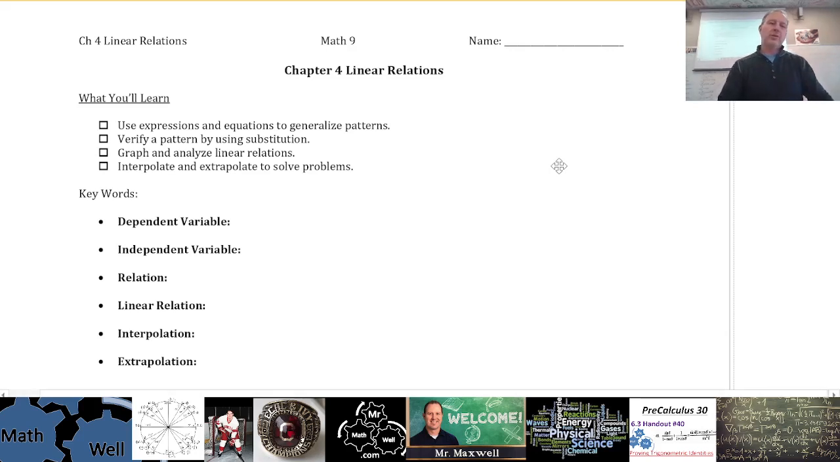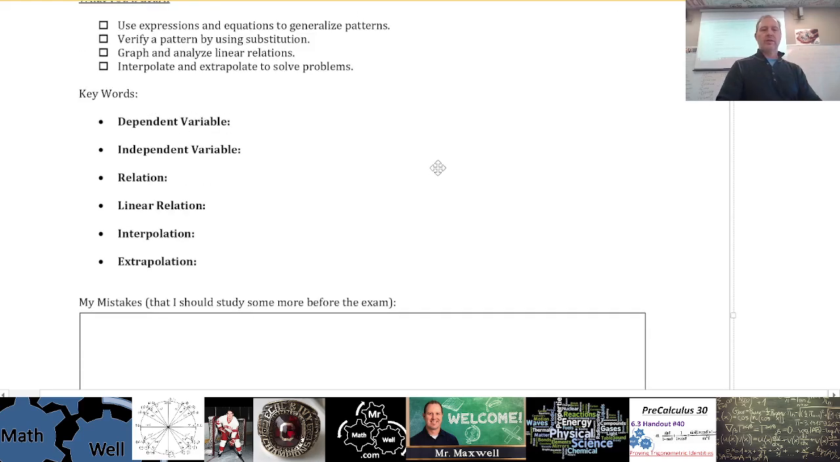All right, so what you will learn. Well, we talked a little bit about what linear means, what relations mean. You will learn to use expressions and equations to generalize patterns, verify a pattern by using substitution, graph and analyze linear relations, and interpolate and extrapolate to solve problems. So I will explain all of these terms and all of these things as we move through.